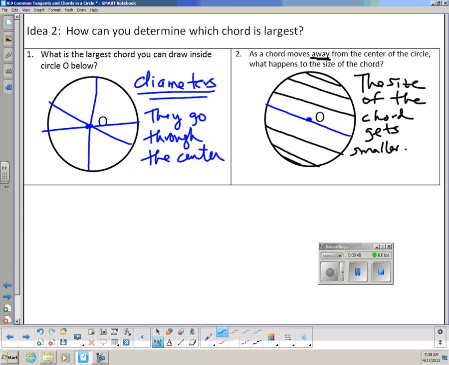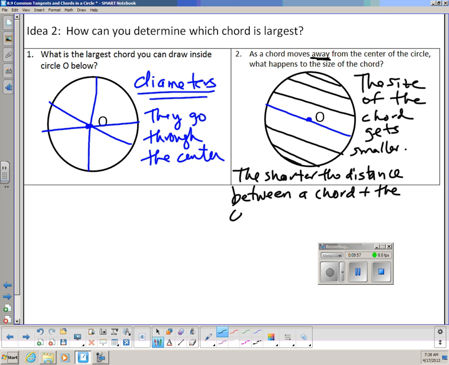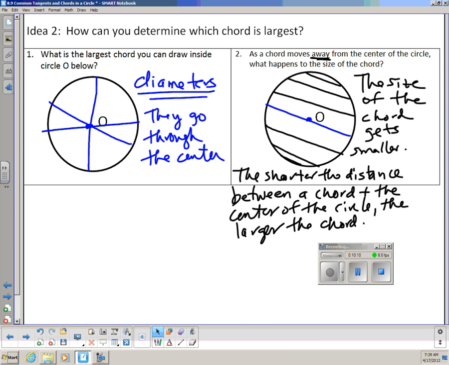Another way to say this is the shorter the distance between a chord and the center of the circle, the larger the chord is. In other words, the closer it is to the center, the larger the chord is.